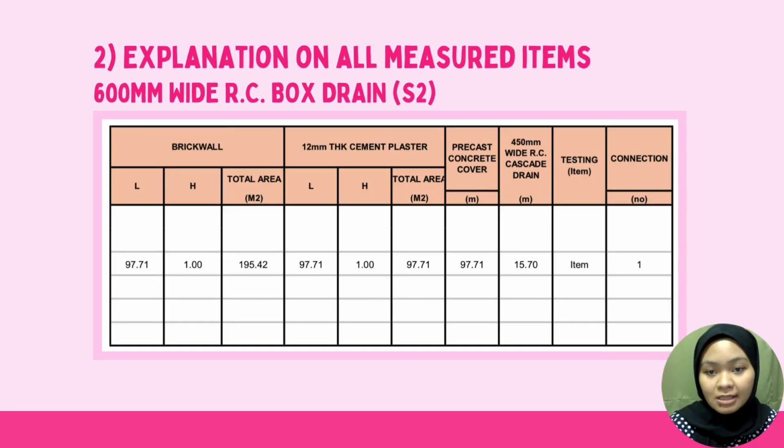For brick wall, the length is taken from the length 97.71 times the height 1 meter, which is equivalent to 195.42. For 12 mm thick cement plaster, which also took the same length 97.71 times height 1 meter, the total area is 97.71. And then precast concrete cover is also taken from the length 450 mm wide RC cascade drain, which is the extra over 15.70. Testing is item. Connection is 1.